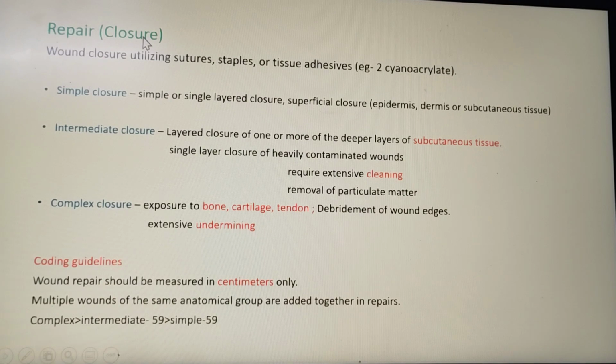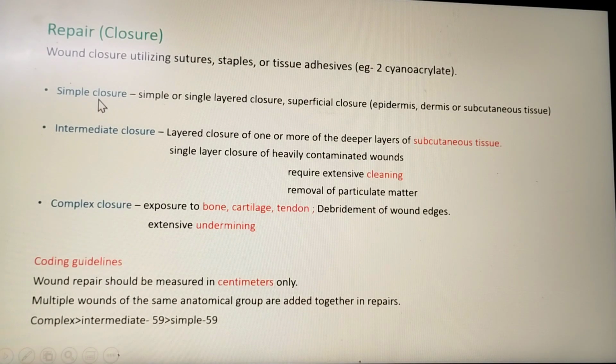Next is the repair. This repair is performed not only after excision of the lesion but also during traumas, injuries, some fractures, whatever it is. So if repair is performed, then we have to code from these repair codes. What do you mean by repair? Wound closure, how the surgeon will be performing the repair. Wound closure is done using sutures, staples or tissue adhesives, for example, cyanoacrylate. In this repair, you have three closure techniques. One is simple closure, second one is intermediate closure, third one is complex closure.